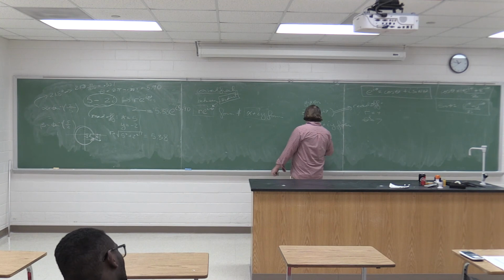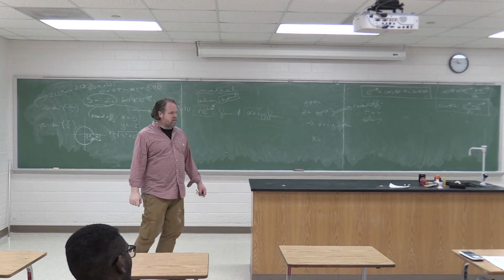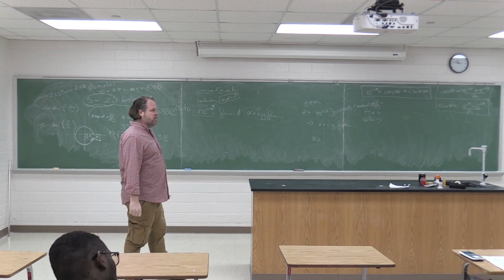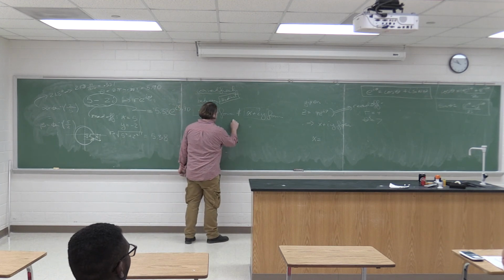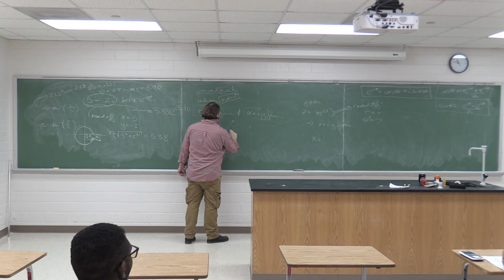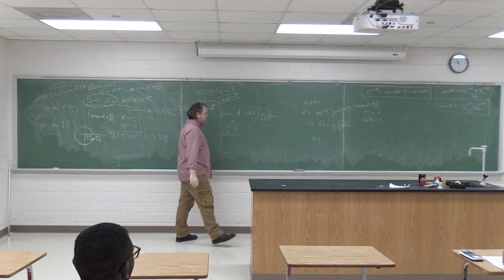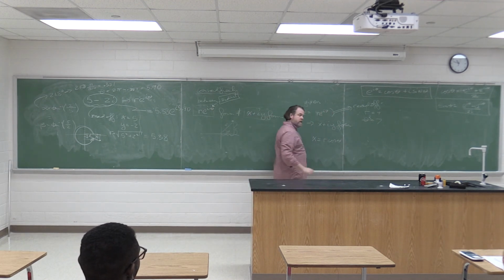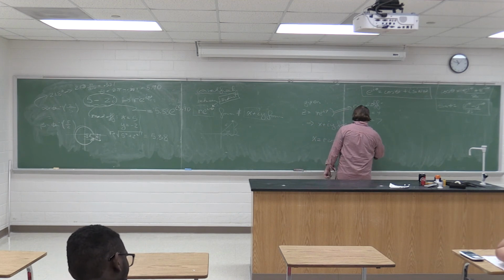So if I want x, what should I write x as in terms of r and theta? Always let the picture guide you. r cos theta. So 4 cos.